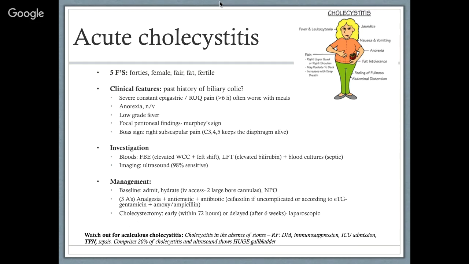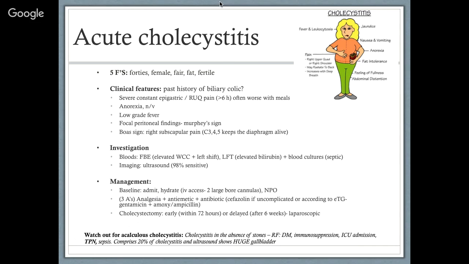Management, know a little bit about. So baseline, you admit them, hydrate them, IV access, two large bore cannulas, nil perorally if you're going to take them to surgery. The three A's in any sort of acute abdomen: consider analgesia, antiemetics, and antibiotics. You do need to know the pre-op antibiotics. So cefazolin if it's uncomplicated.